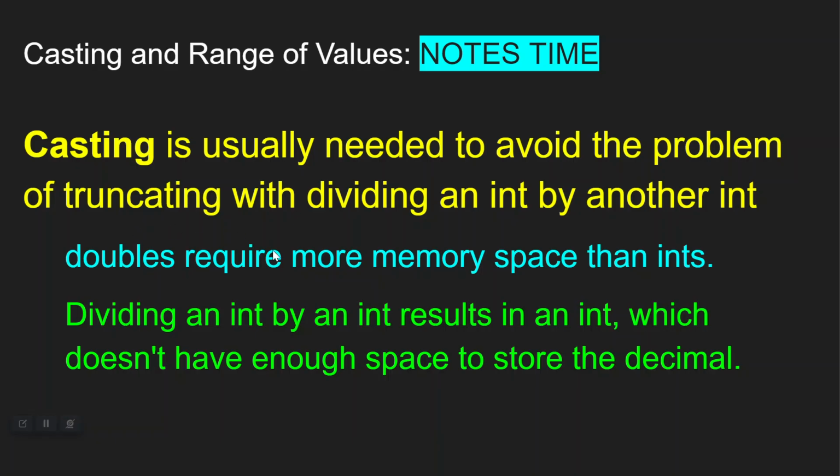Remember, doubles require more memory space than integers. And when you divide an int by an int, the result is an integer, which doesn't have enough space in memory to store the extra value for the double. So all of that decimal value just gets truncated, just gets left off. This is a common problem with Java. This is a common issue that you will see on your AP exam. And again, the solution is to go ahead and cast. So there you go.